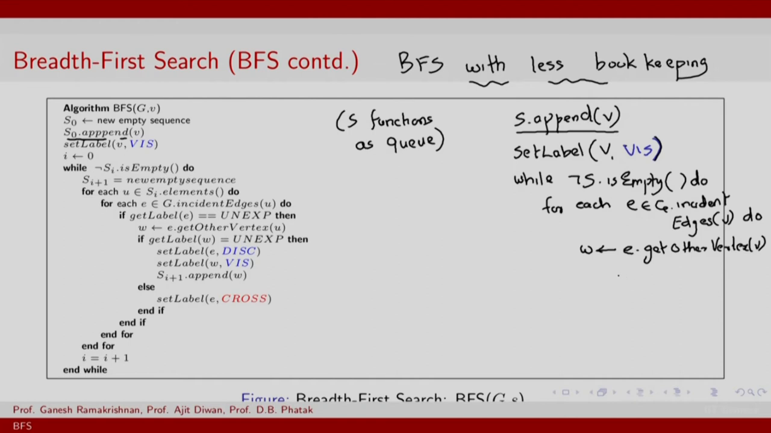I am going to check the label as before again, if get label W is unexplored, then I'm going to set the label now. I won't bother much about edges. I'll just set the label of W to that of a visited node. And what does that mean? It means I'm going to add this node to the queue.